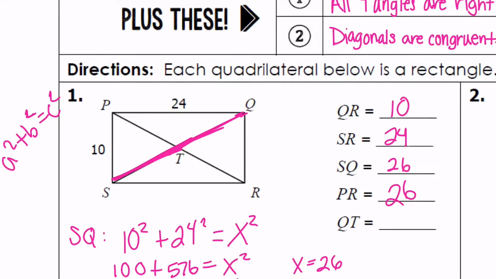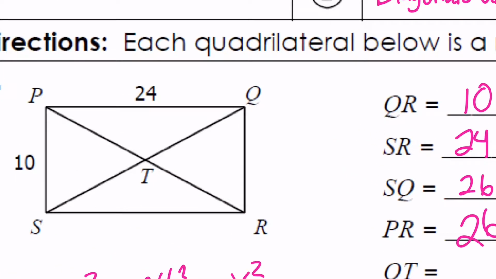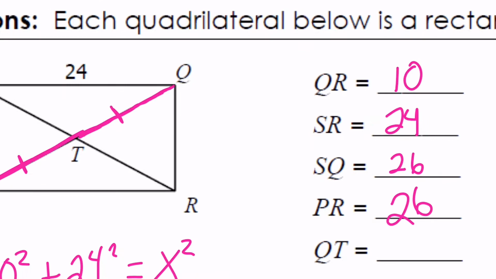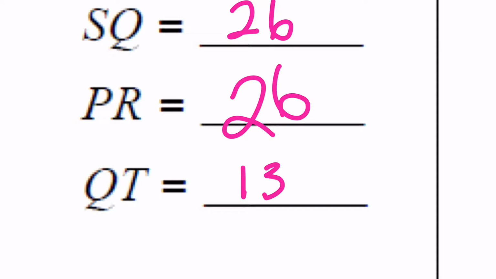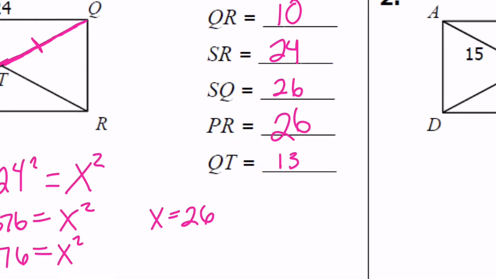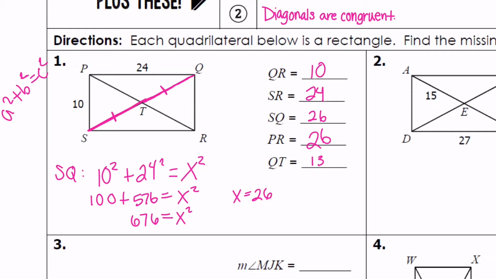Okay. Then the last one it wants me to find is QT. Okay. Now remember, since the diagonals bisect each other, that means this is congruent to this. ST is congruent to QT. So, since SQ, the whole thing, is 26, if I cut that in half, I'm going to find QT. So 26 divided by 2 is going to give me 13. Okay. So that's number 1.